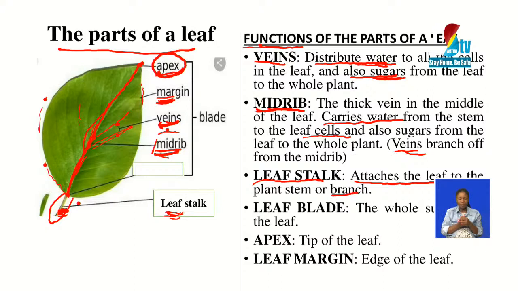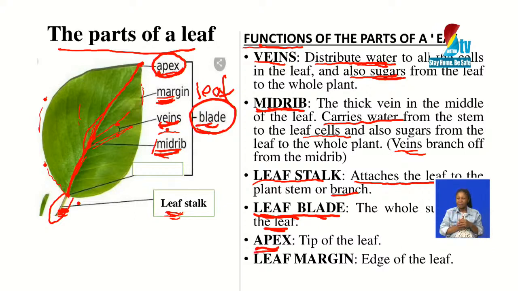So we are saying now that the apex, margin, veins, and midrib form what we call a leaf blade. All these parts form the leaf blade, which means the whole part of this leaf is a leaf blade. So the whole surface of the leaf is the leaf blade.